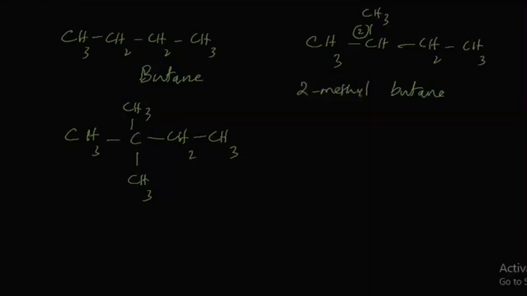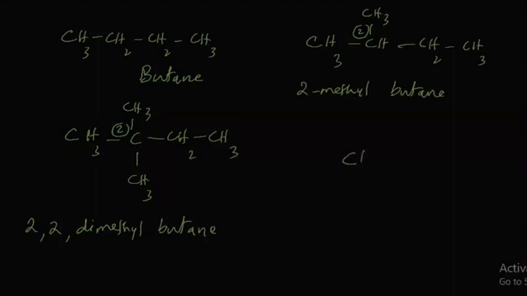What about this? The straight chain contains 4 carbon atoms, and on the second carbon atom there are 2 methyl groups. So the first methyl is on the second carbon, so 2. The second methyl is on the second carbon, 2. There are 2 methyl groups, so we can say 2,2-dimethyl, and the rest of the chain is butane. So this is 2,2-dimethyl butane.